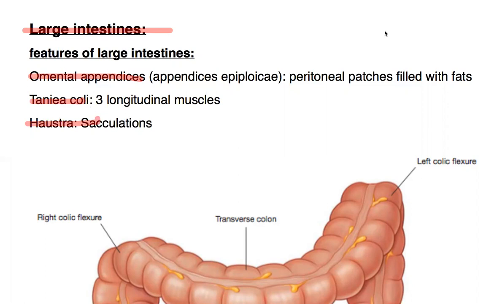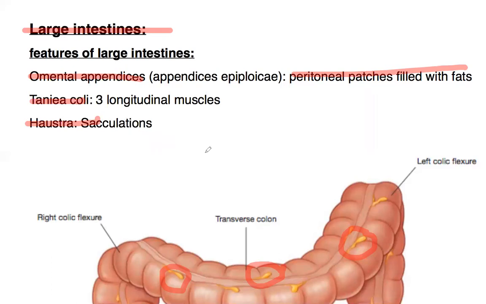So omental appendices are basically peritoneal patches filled with fats, like these ones. Can you see them? So these are called omental appendices, or they can be called appendices epiploica. Yeah, that's a much easier name. If you just say appendices, they take it as a good enough answer. They're basically just fat, and they're a feature of large intestines.